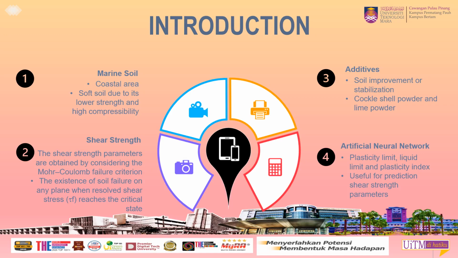And the shear strength prediction was done using an artificial neural network consisting of inputs from plastic limit, liquid limit, and plasticity index. It is very useful to predict the shear strength parameters by using the ANN method.